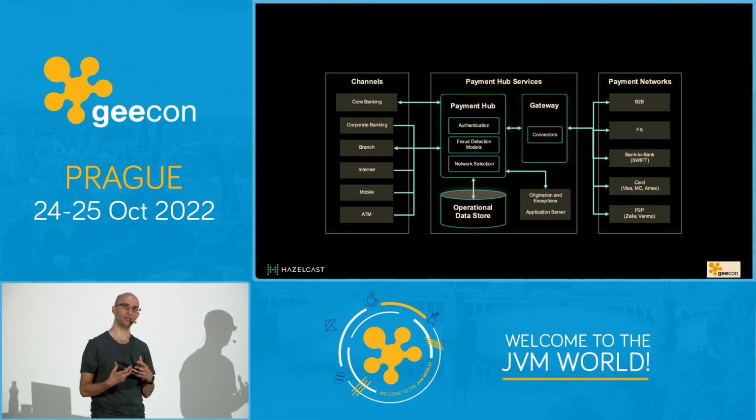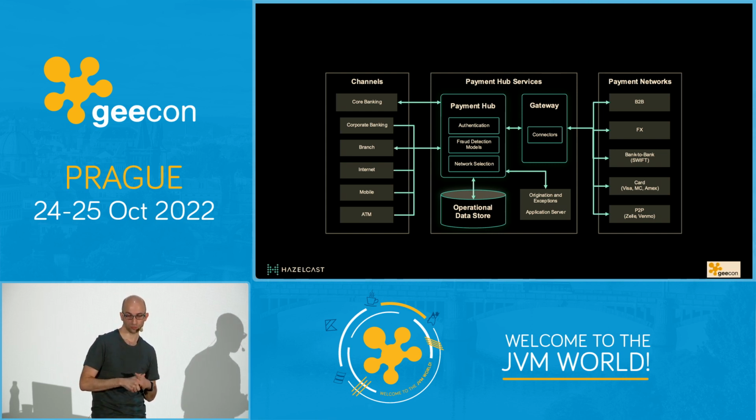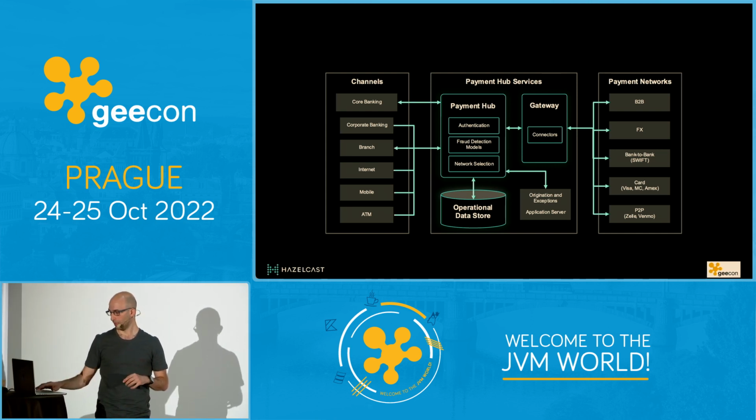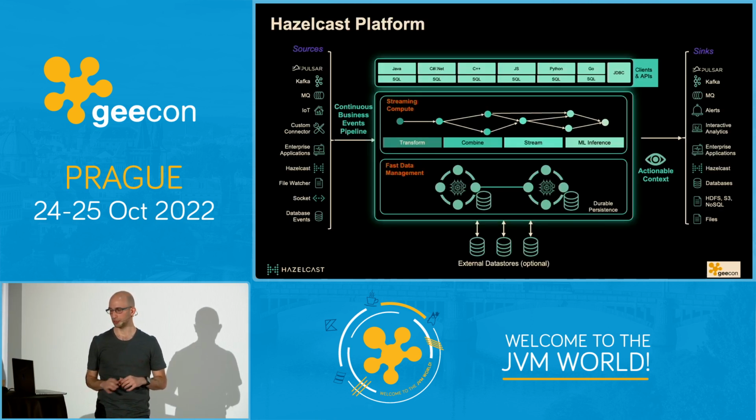And one way to do it is to cache as much information as you can about a specific account, or specific details for your solution, and you store it in some kind of operational data store. This operational data store allows you faster access to whatever you store in your database. And we also have the gateway, which is also still part of the payment hub, but it's not related to fraud detection.